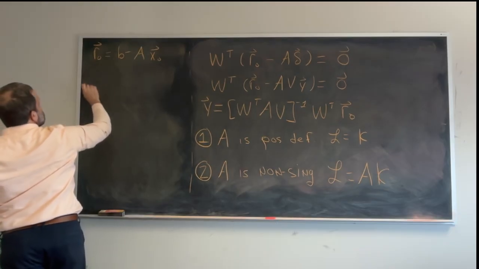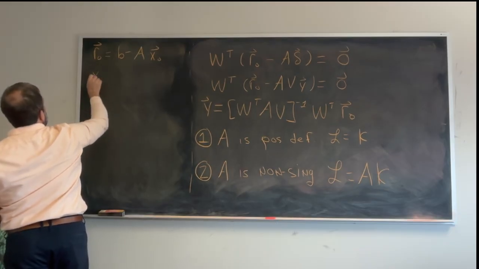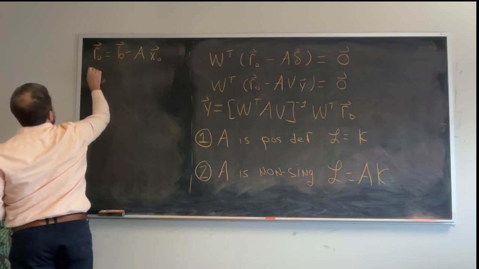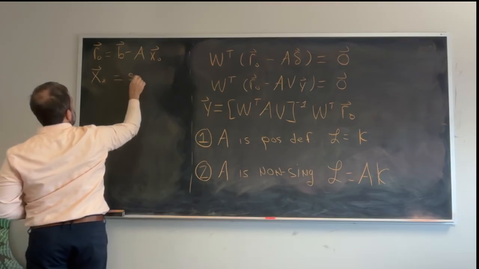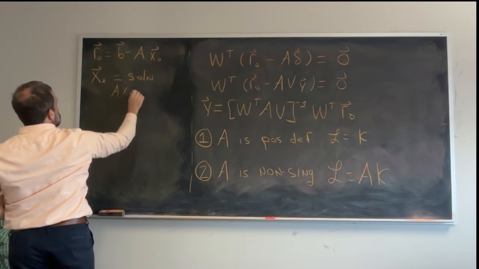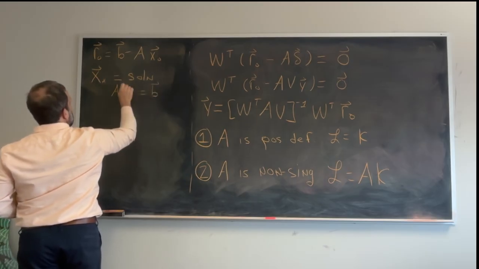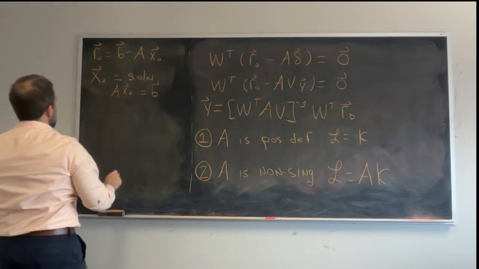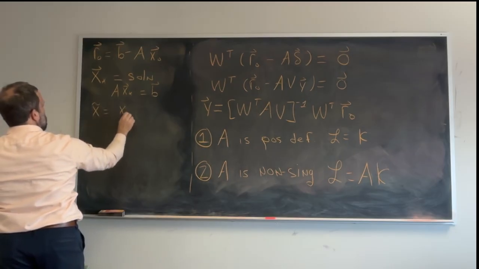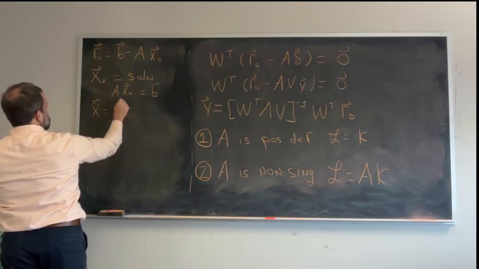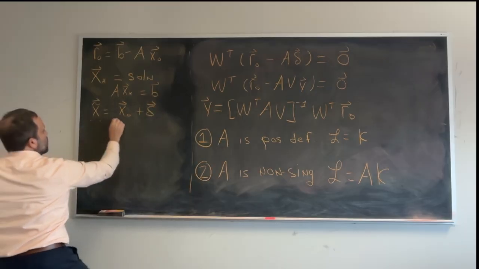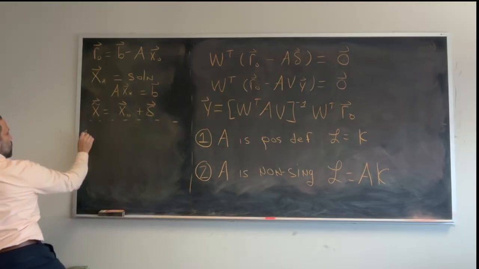We're going to say that x star is equal to the solution. So that is A x star equal to b. And we're going to say that the update, our new approximation, x tilde, is going to be equal to x naught plus delta, where one of two things is going to happen.